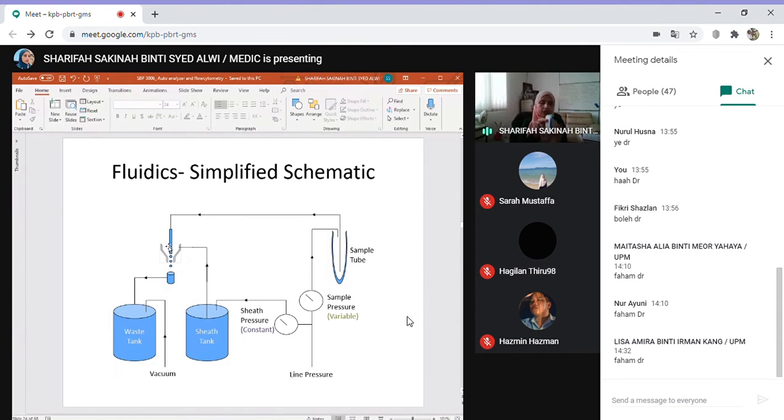Okay, for example, the cell passes through here, before it can reach the laser beam, right? So what does this sheath tank do? This is the sheath tank. It will control this area. It will either narrow it or make it bigger. So that is what the sheath tank does.